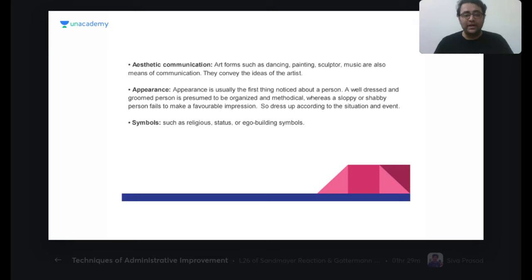Symbols such as religious status or ego building are simple symbols. Now, let's say someone asks me a question and I'm like, wait, yeah, I will answer it. See my body language, see my symbol. You're asking me a question and I'm like, wait. That's not the way it's to be done. I need to be open, and you're most welcome to ask questions. So this is also a form of communication, which gives you either a negative image or a positive image.